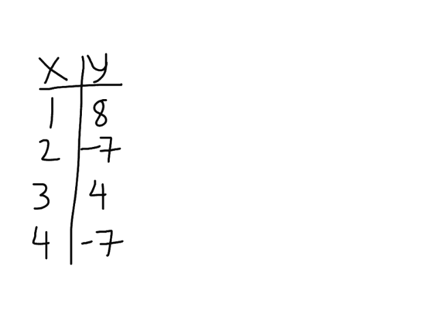Now, notice that -7 does repeat as a y value. That's okay, because the rule for a function said every input has one output. It does not say that every output also only has one input. Alright, so let me give you an example of something that's not a function.